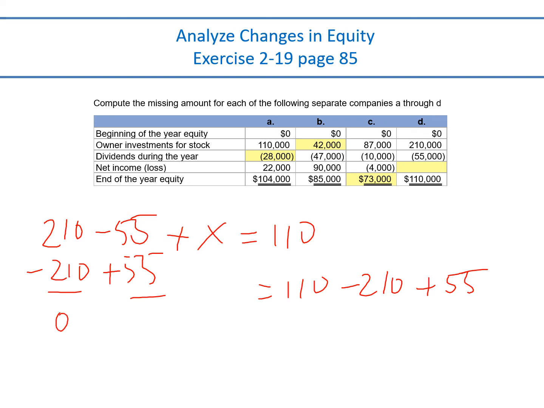$210 minus $210 is 0, and negative 55 plus 55 is 0. So we have X is equal to 110 minus 210 plus 55. X is equal to negative $45,000, right? So they had a loss that year. Does that make sense?